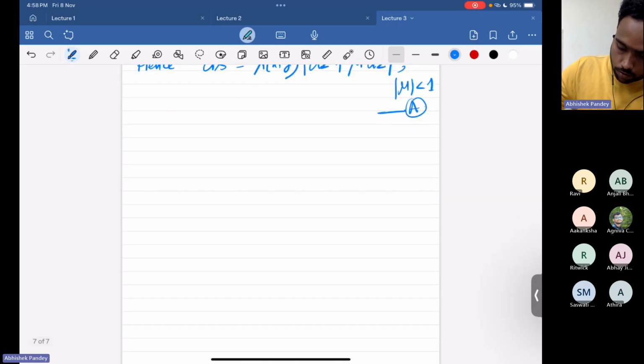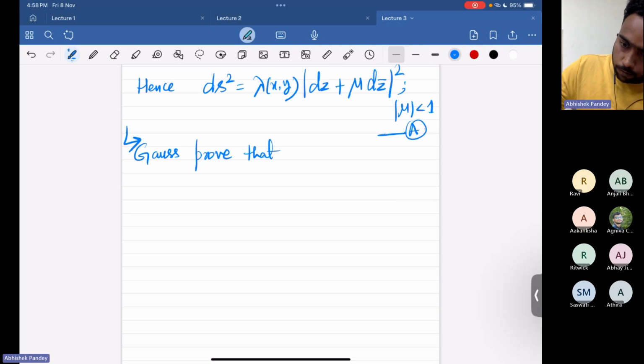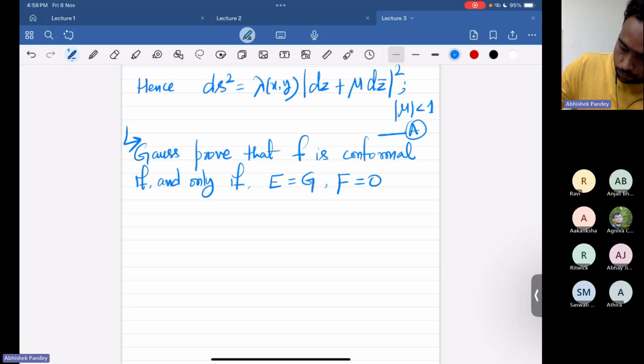Okay, now basically Gauss proved that this f is conformal if and only if E equals G and F equals 0.